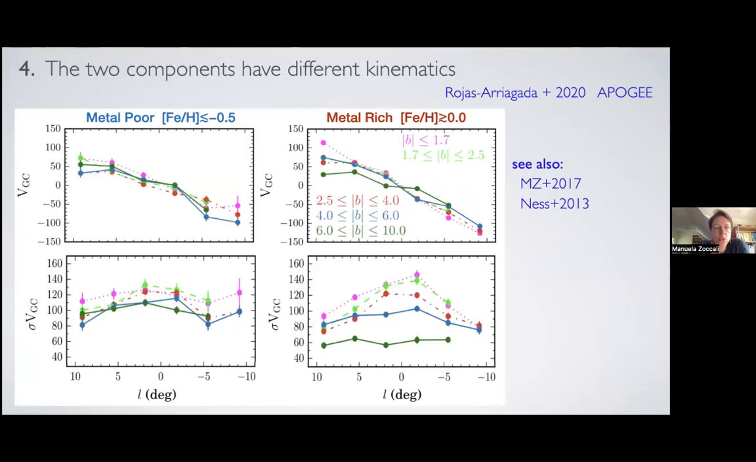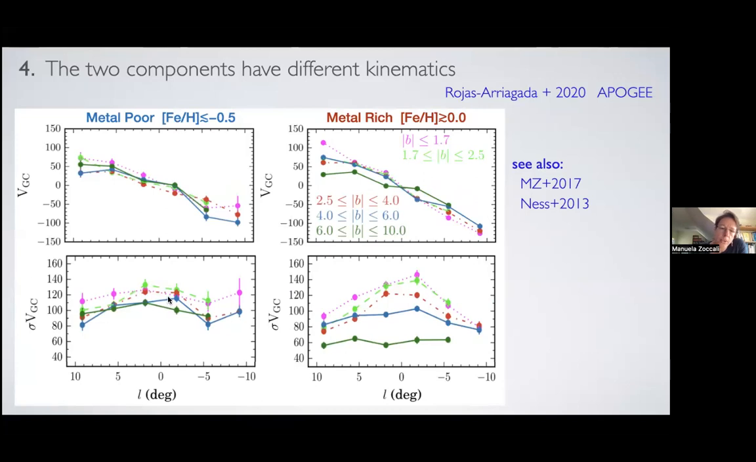Obviously, given that the two components have different spatial distributions, they must have different kinematics to sustain these different 3D shapes. And in fact, we see from spectra, from radial velocities, that metal-poor stars rotate slightly slower than metal-rich stars. Different authors find the difference is more or less marked, but it is not huge in any case.